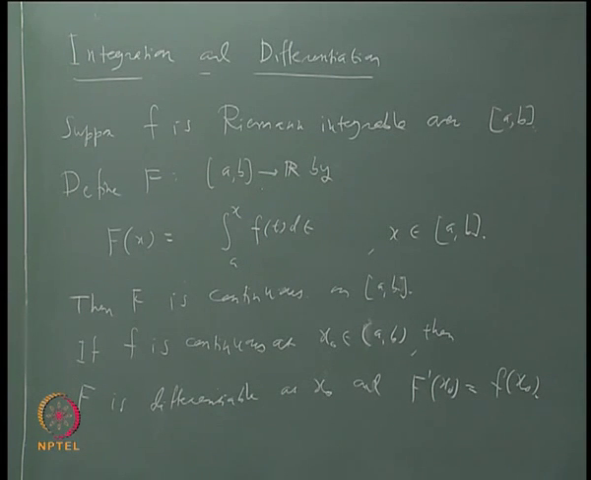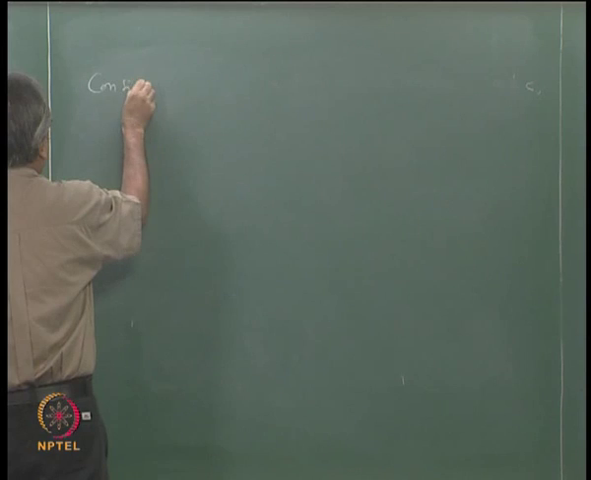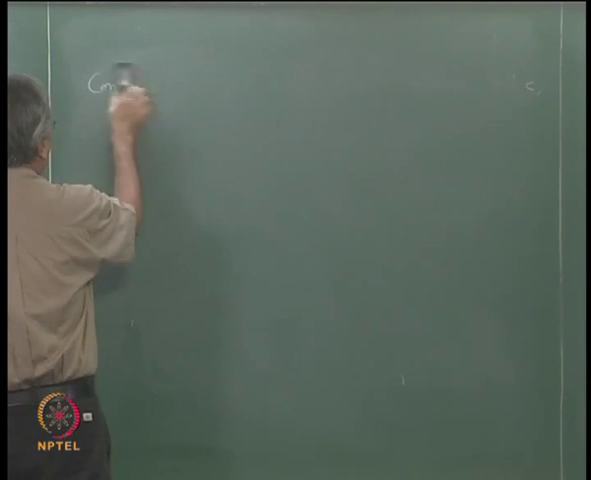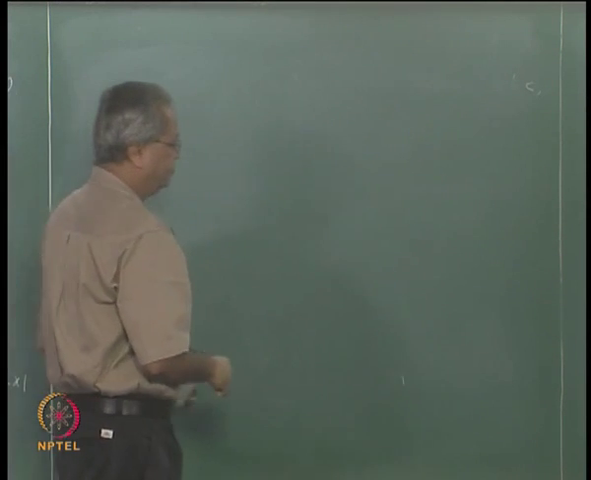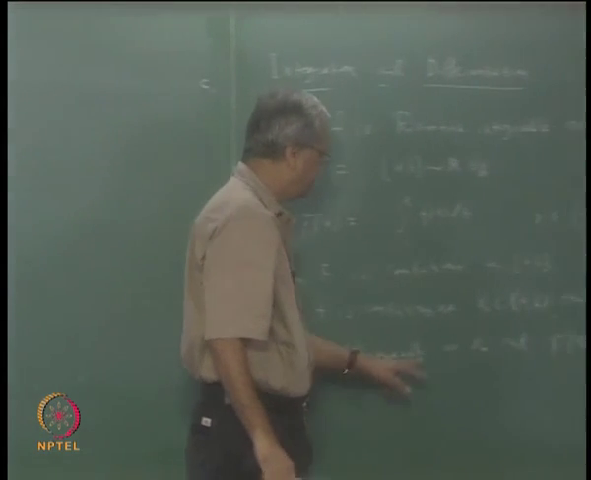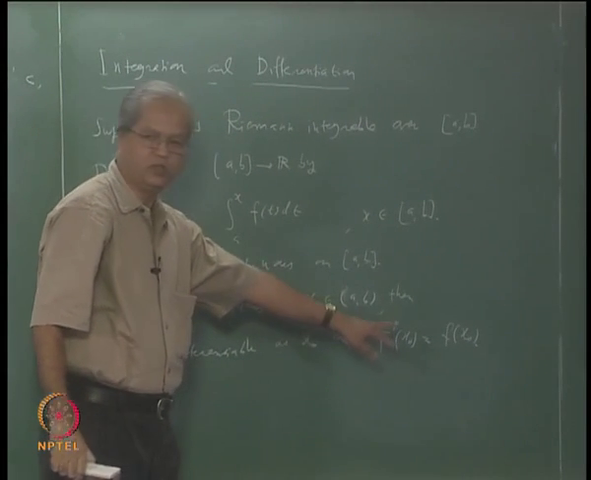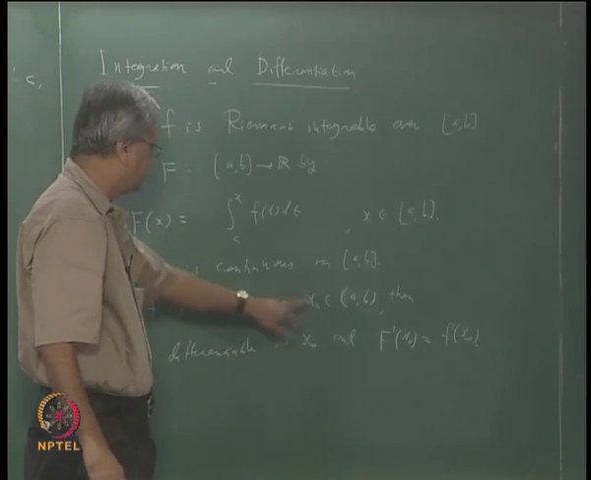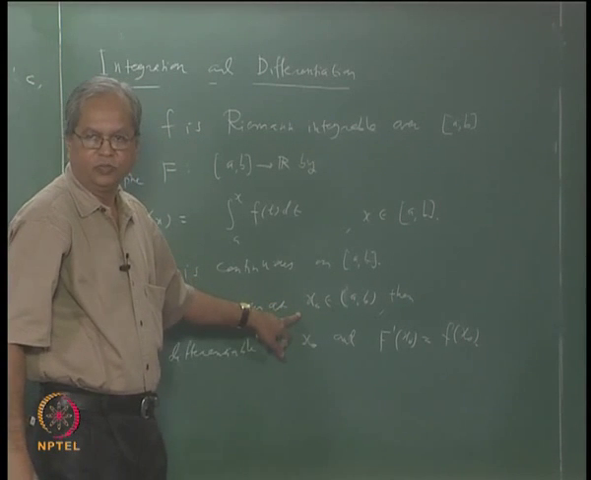Again let us take x naught and h such that both x naught and x naught plus h are in [a, b]. We want to prove that this big F is differentiable and big F prime at x naught is equal to small f at x naught, and we are given that small f is continuous at x naught. So this information we have to use.